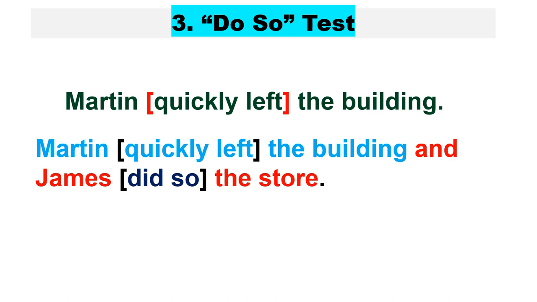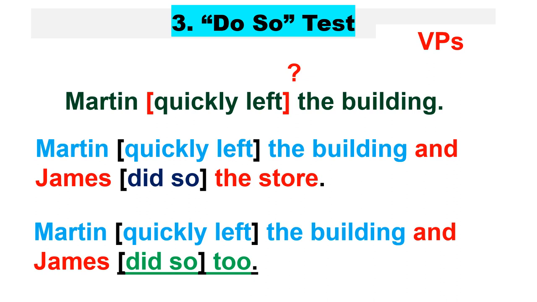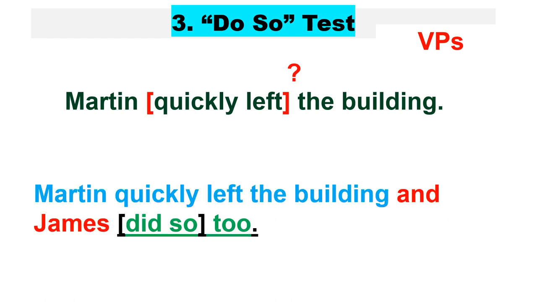So let's take a look at this. Martin quickly left the building and James did so the store. Yes, we could replace it with do so, but this is weird. We can't really say and James did so the store. We could say and James did so too. That would be okay. But the phrase quickly left the building is the entire constituent. So it doesn't look like quickly left is a constituent that functions together as a unit, but rather quickly left the building.